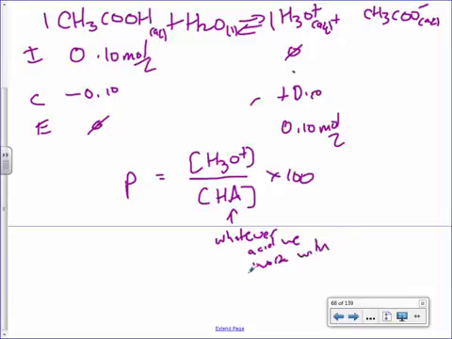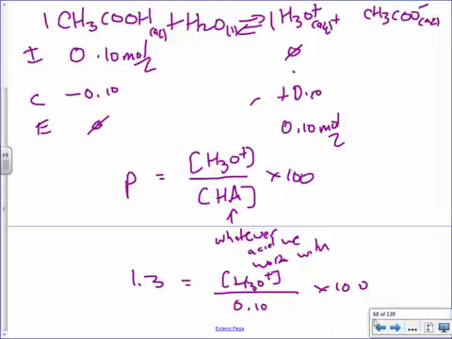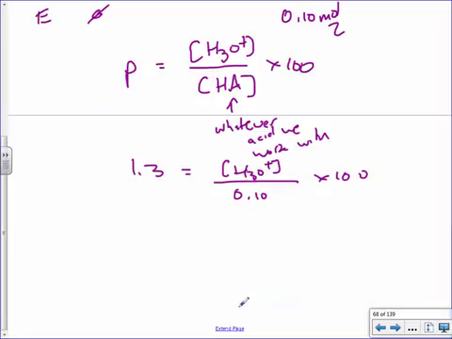All right, so let's solve this thing. If the percent is supposed to be 1.3%, we don't know how much hydronium we're supposed to end up with, but we do know that we were supposed to start with 0.10 times 100. Could you guys solve for H3O+?